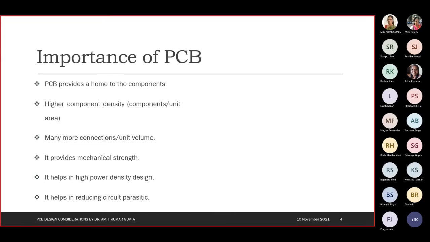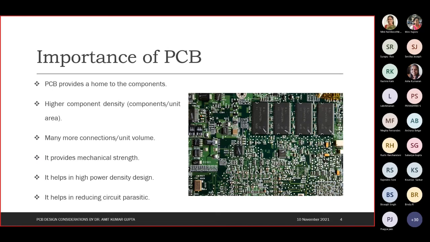So a PCB provides a home to the components, right? High component density we can get out of a PCB. This is a picture you can see on the screen, how dense it is. This is possible only when we use PCBs. There are other methods, like if we have 10 components, we can connect them on a breadboard, or through any other method, or in a very small circuit we can in fact keep some of them floating. But it is always good to use a PCB as and when we can.